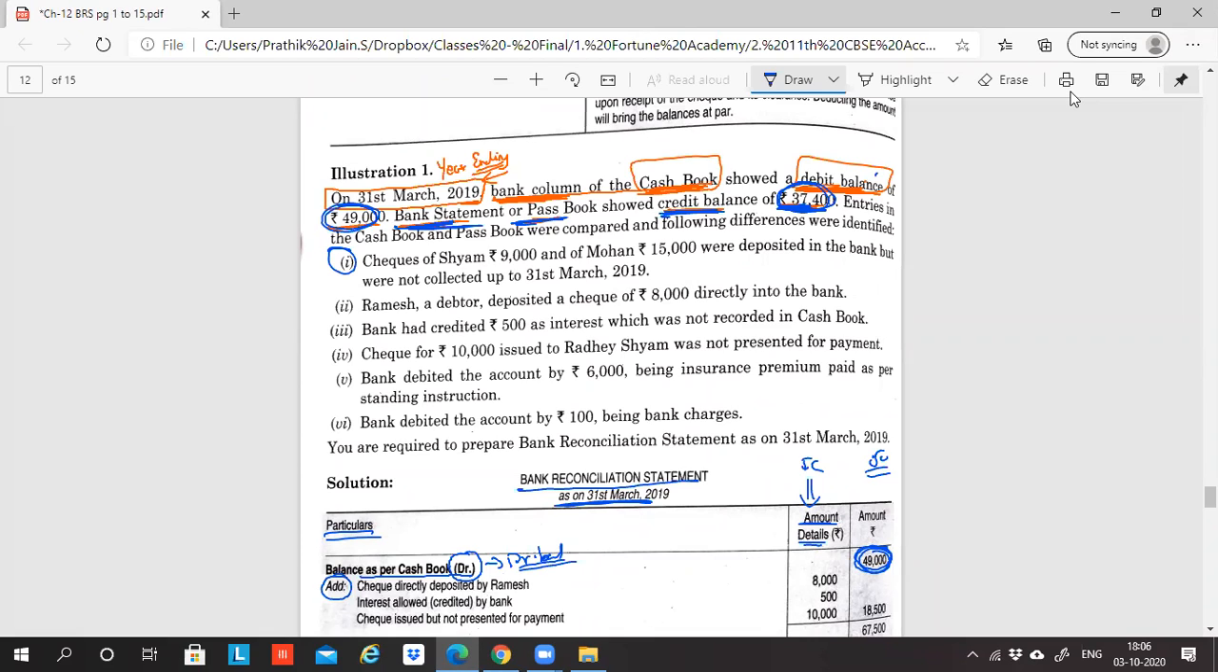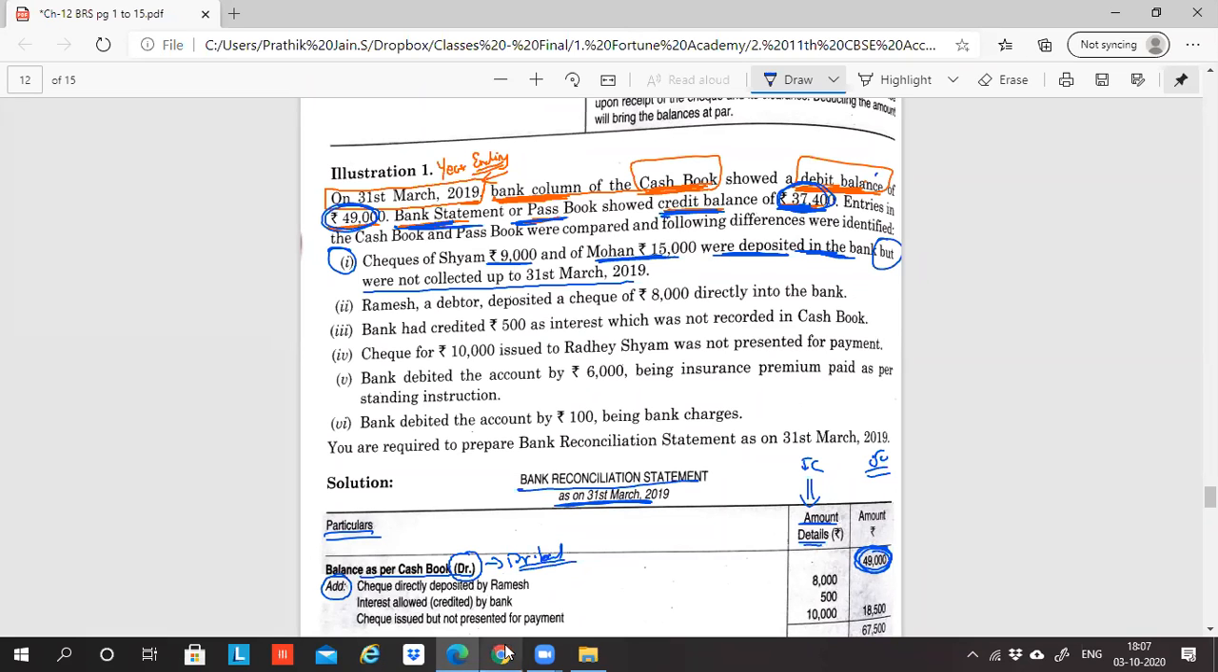The first situation is that checks of Sham for 9,000 rupees and of Mohan for 15,000 rupees were deposited in the bank, but were not collected up to 31st March 2019. One more time, what are they trying to inform? Sham is giving a check of 9,000 and Mohan is giving a check of 15,000 to us. We deposited these checks in the bank, but the bank did not make the collection up to 31st March 2019.